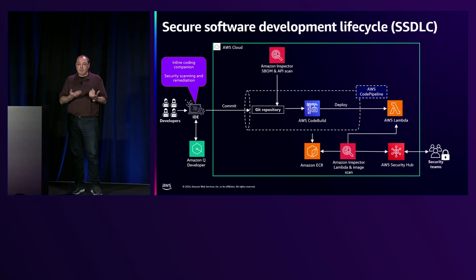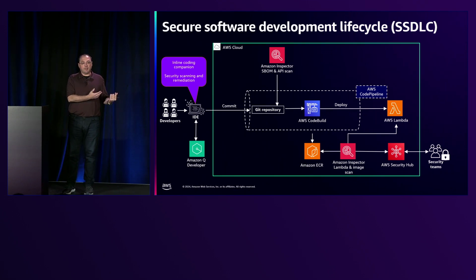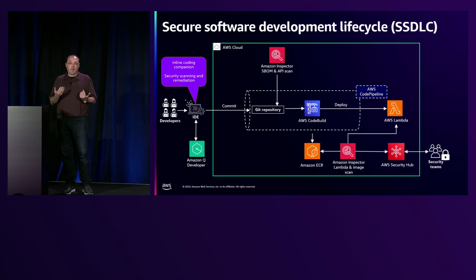So the code's now in the source code repository. We want to deploy that into production, right? So we might use AWS CodePipeline, AWS CodeBuild. We might be using GitLab CI/CD. We might be using GitHub Actions, but we have some process that we want to use to take this code, build it, and then deploy it. And we want that process to be secure.